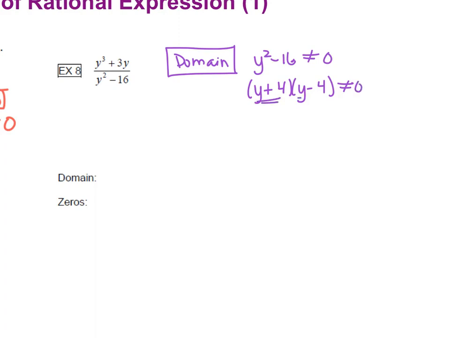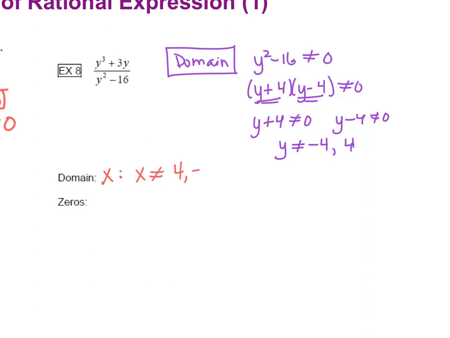Now that it's factored, we set each factor equal to 0. So y plus 4 does not equal 0. Y minus 4 does not equal 0. So y does not equal, if you solve the first one for y, you get a negative 4. Solve the second one, you get a positive 4. So now when we write our answer, we say, that's great we were using y's, but domain is x's. So domain is all your x's such that x cannot equal a positive 4 and a negative 4. And the order that you write this does not matter. All right, so that was our domain.